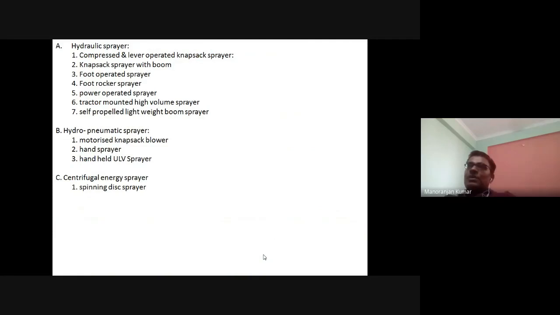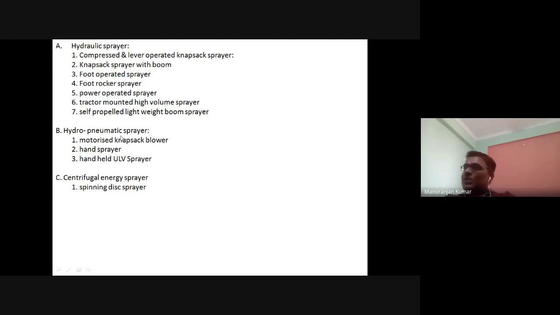Now these are the examples of different types of sprayer. In the first type, that is the hydraulic sprayer, the examples are compression and lever operated knapsack sprayer, knapsack sprayer with boom, foot operated sprayer, foot rocker sprayer, power operated sprayer, tractor mounted high volume sprayer, self propelled lightweight boom sprayer. So these are the examples under the hydraulic sprayer.